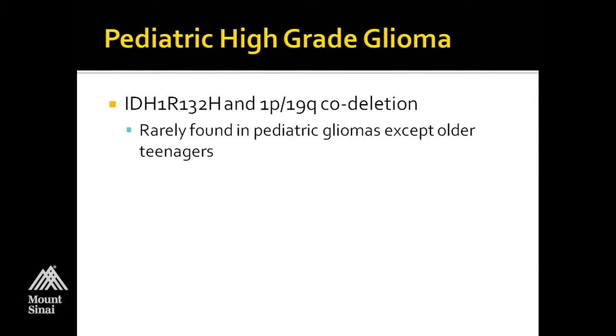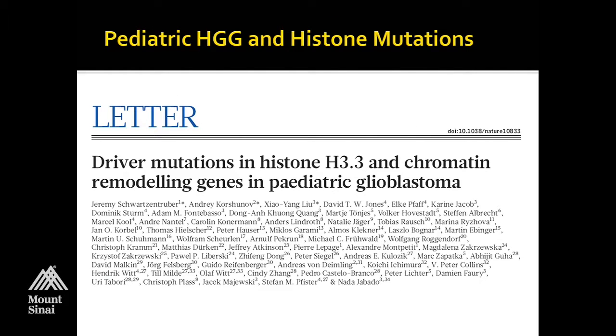So the main important difference: IDH1 and IDH2 mutations, as well as the 1p19q codeletions, are rarely found in pediatric gliomas except in older teenagers. Now you will hear about, I had a case that was 10 who had this, but by and large, under the age of 15, it is very unusual to find an IDH mutation or the classic 1p19q codeletion. So instead, what the pediatric gliomas most frequently have are histone mutations.